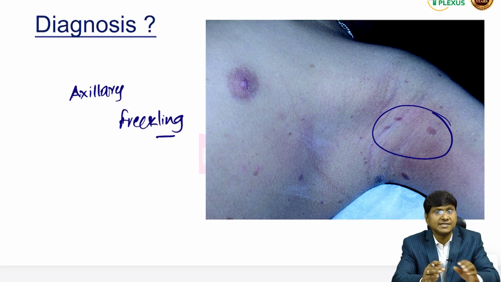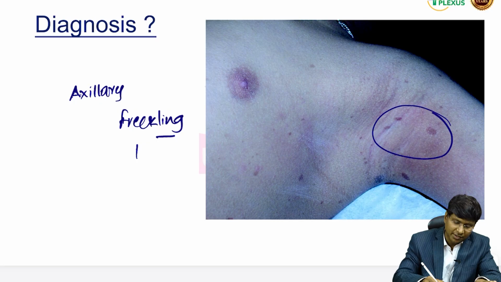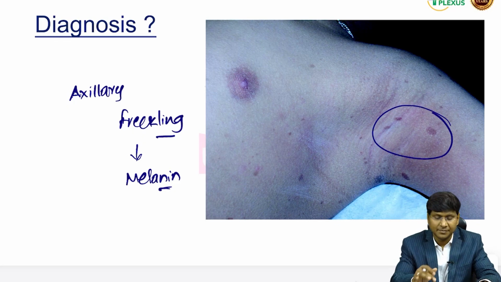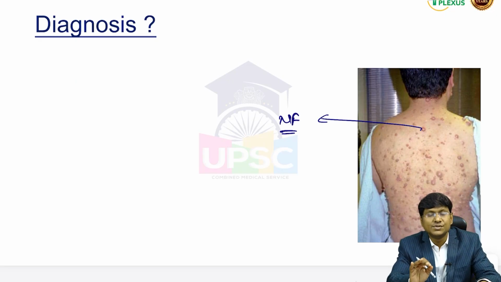And the next important is axillary freckling. So the presence of axillary freckles, which are circular, darker spots on the skin, and they are due to deposition of melanin. So this is what is called axillary freckling. And the next important is neurofibromas. These are basically benign nerve sheath tumors in the peripheral nervous system.